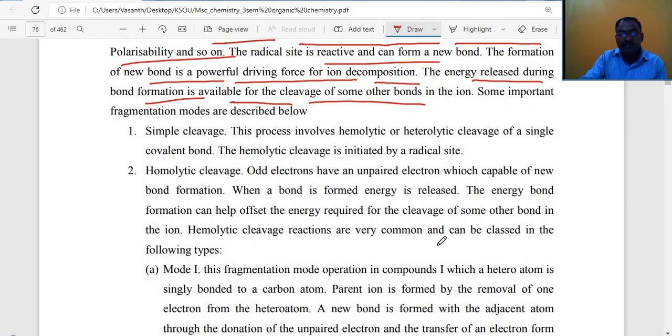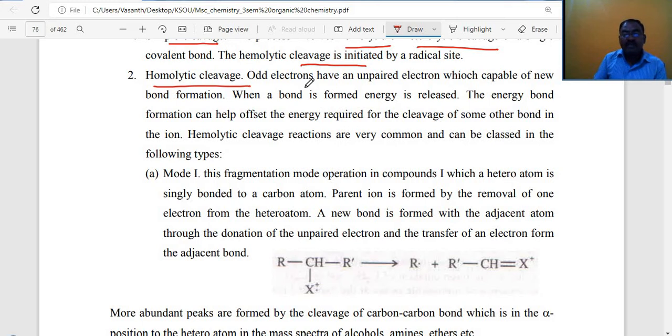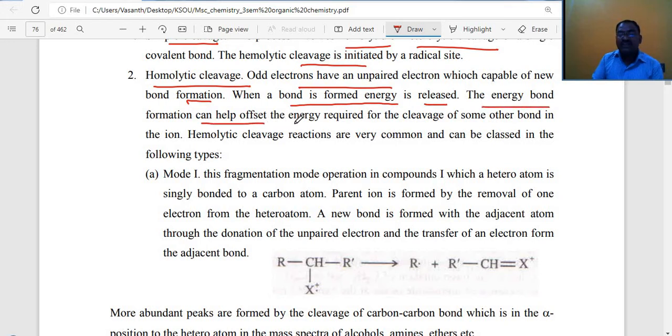Now we discuss some important fragmentation modes. The first is simple cleavage and homolytic cleavage. The process involves homolytic or heterolytic cleavage of a single covalent bond. The homolytic cleavage is initiated by the radical site, an odd, unpaired electron capable of new bond formation. When a bond is formed, energy is released. The energy of bond formation can help offset the energy required for the cleavage of some other bond in the ion. Homolytic cleavage reactions are very common and can be classed in the following modes.